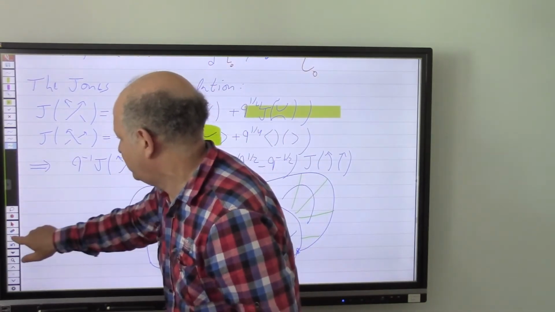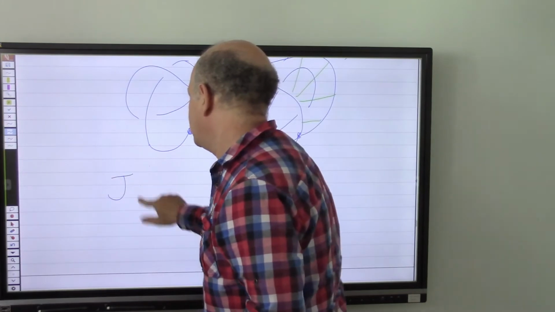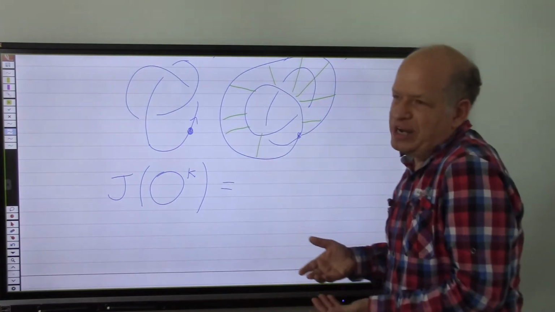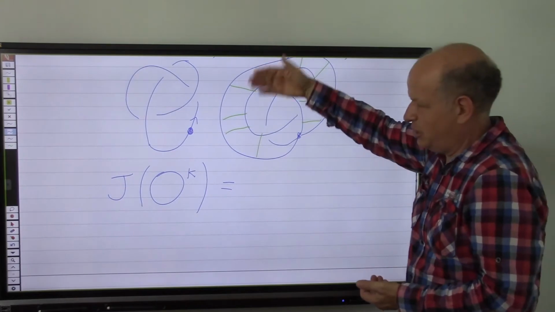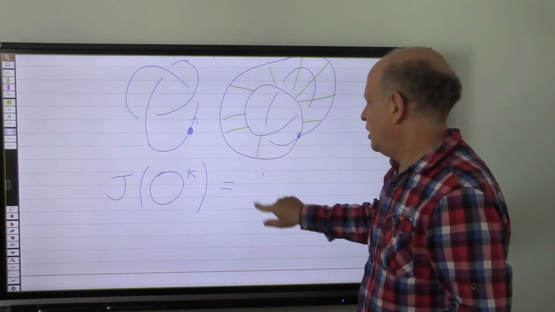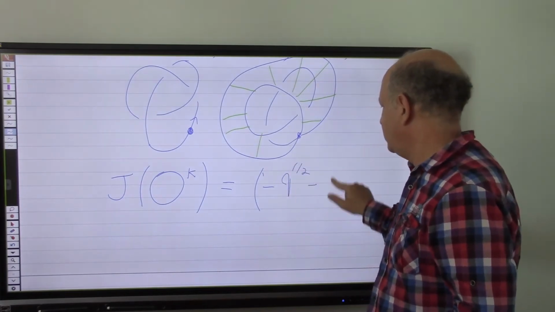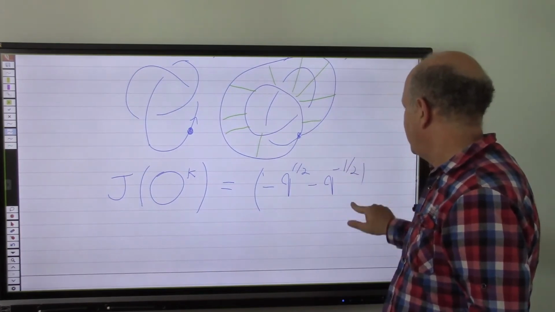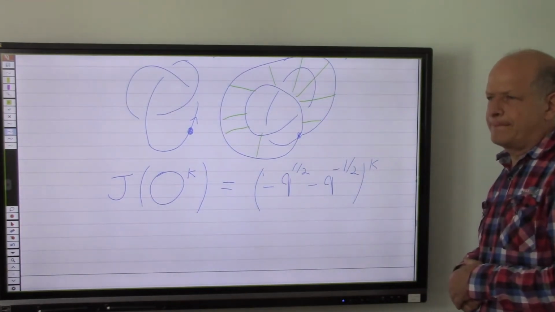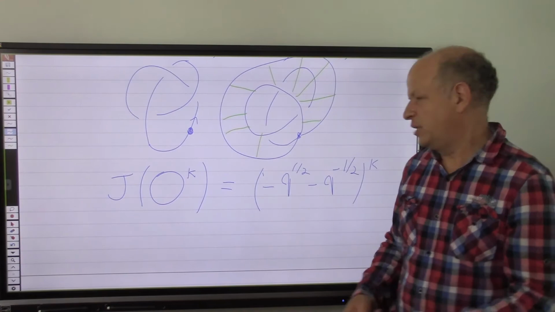So in fact, to complete the computation this way, all I have to do is to base the induction and tell you what is the Jones polynomial of the unlink with k components. But this we already know. I mean, so really you need the skein relation and this additional relation. So what does this come out to be? I believe it comes out to be (negative q to the 1/2, negative q to the negative 1/2) to the power k in our conventions. Okay? Good. Wait, did I use the right conventions? Yeah, I did. Good.